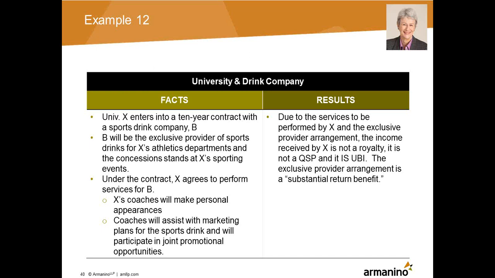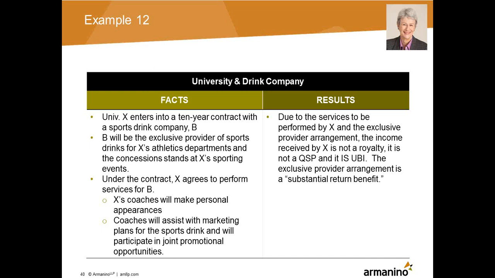What this is going to result in is that, due to the services performed by X and the exclusive provider arrangement, the income received by the university is not going to qualify as a royalty because there are too many services. It's not going to be a QSP because the value received by the sports drink company exceeds 2% of their payment. So this is going to be treated as unrelated business income.